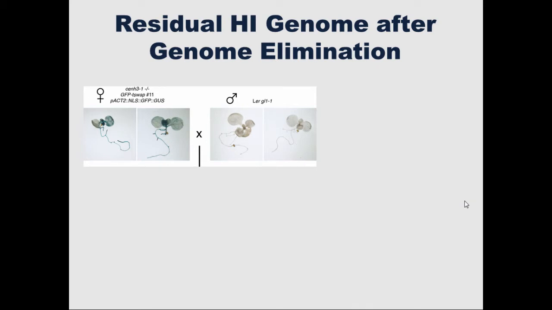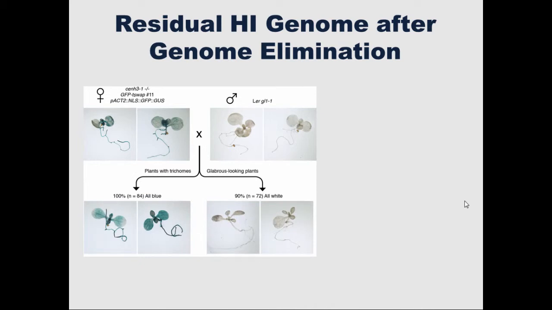And the haploinducer line has this reporter. We cross it to a wild type that does not. And so you end up with, this wild type also has a recessive gene for glabrous that makes plants that don't have trichomes, so we can actually tell haploids.